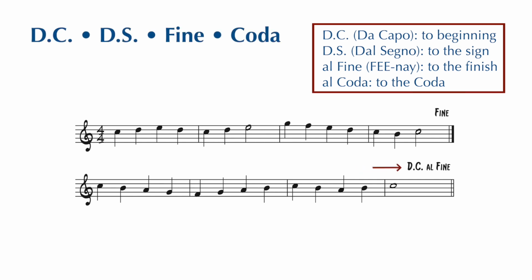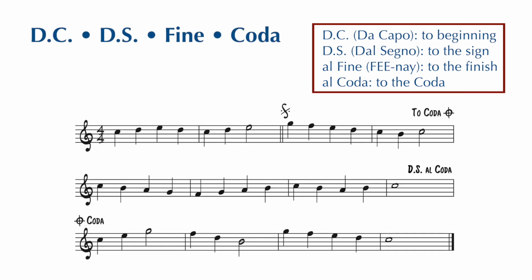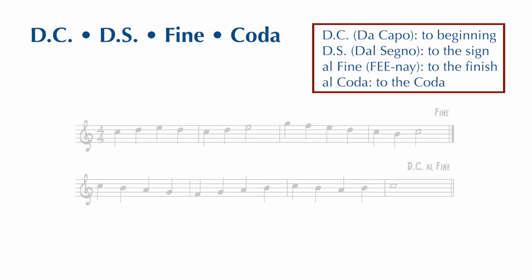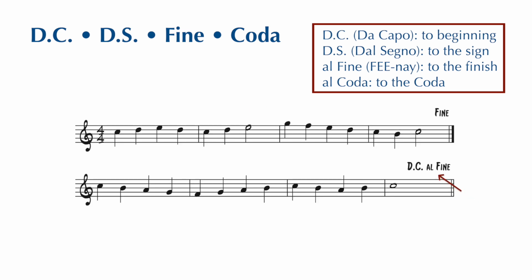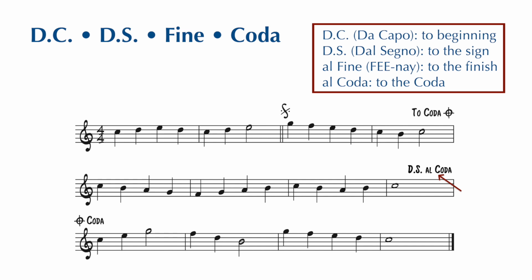DC means to jump back to the very beginning. DS means to jump back to the sign, which is this funny looking S. Al fine means to the fine, or to the finish, which will appear somewhere in the middle of the written music. Al coda means to the coda, which is always at the end of the written music.